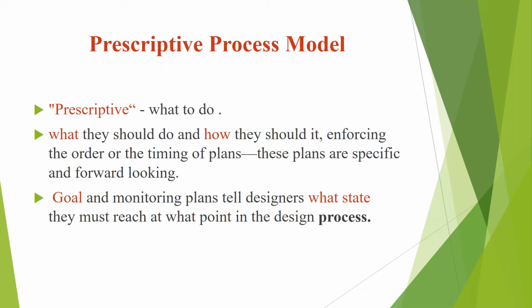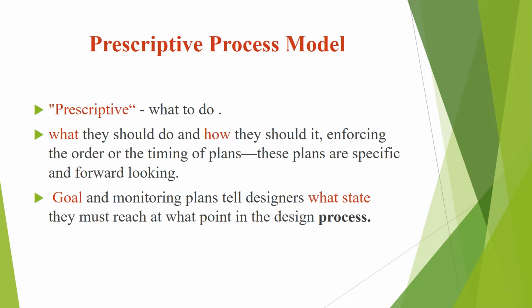The word prescriptive means what to do. A software process model presents a description of a process from some particular perspective. A prescriptive process model defines a distinct set of activities, actions, tasks, milestones, and work products that are required to engineer high quality software. The activities may be linear, incremental, or evolutionary.